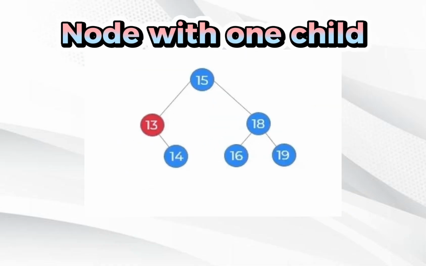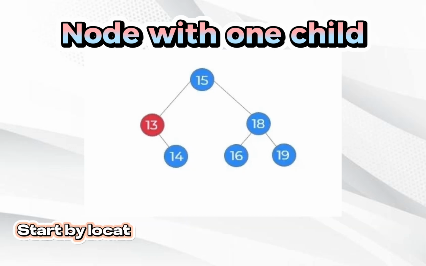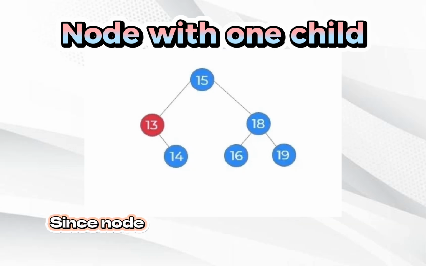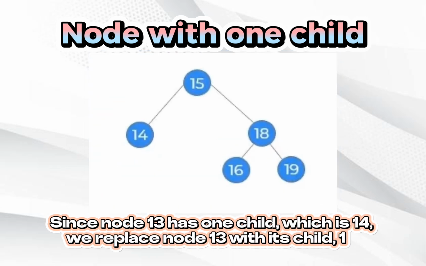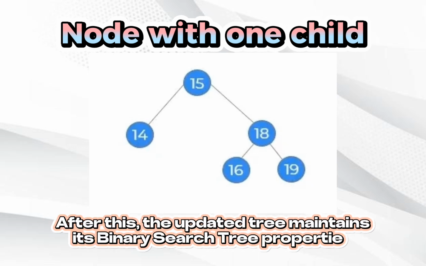Node with one child. In this example, we're deleting the node with the value 13. Start by locating the node to delete, which is 13. Since 13 has one child, which is 14, we replace node 13 with its child 14. After this, the updated tree maintains its binary search tree properties.